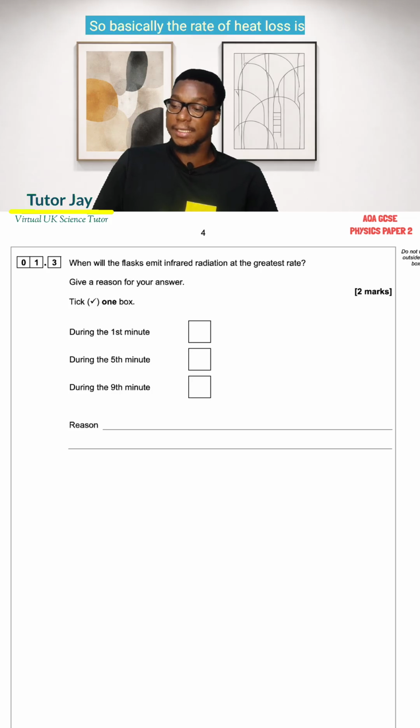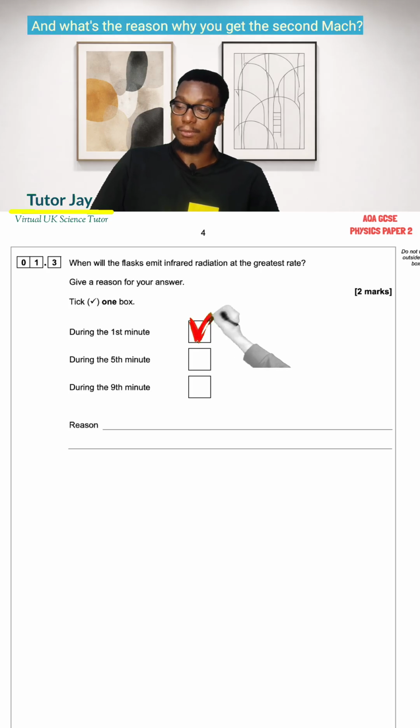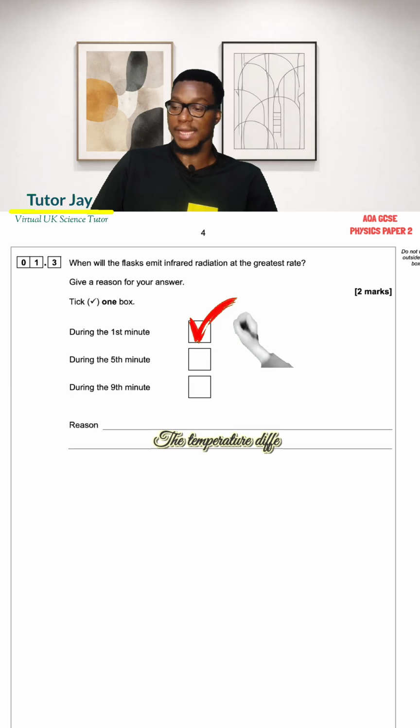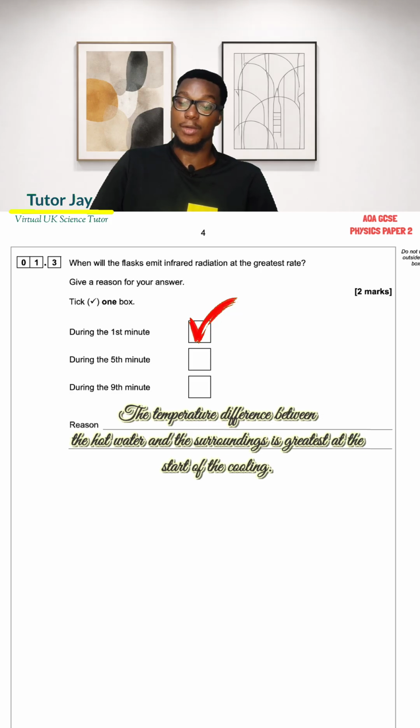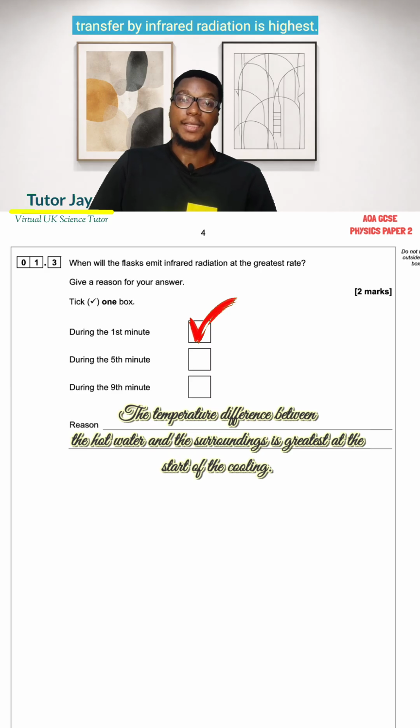So basically, the rate of heat loss is proportional to the excess temperature above the surroundings. So the answer to question 1.3 is during the first minute. And what's the reason, the second mark? The temperature difference between the hot water and the surroundings is greatest at the start of cooling, so the rate of energy transfer by infrared radiation is highest.